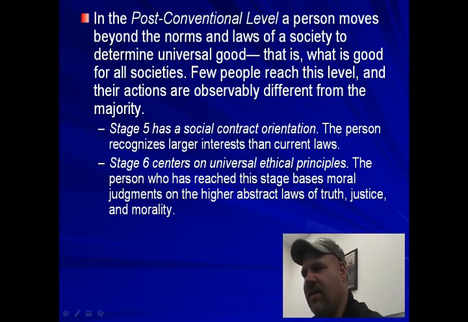Stage 5 has a social contract orientation. The person recognizes larger interests than current laws. Stage 6 centers on universal ethical principles. The person who has reached this stage bases moral judgments on the higher abstract laws of truth, justice, and morality.